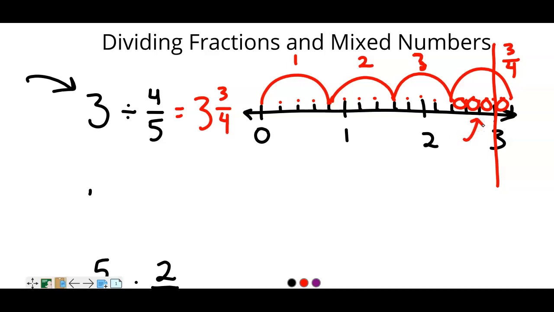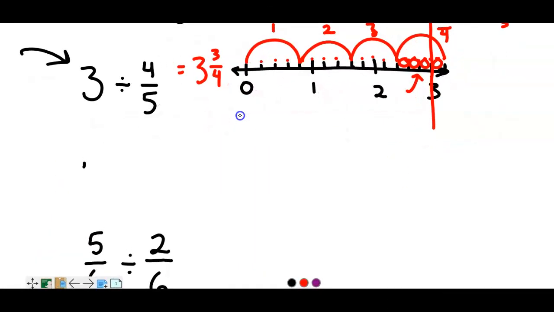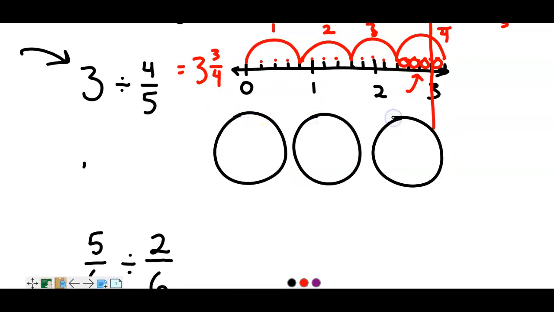Let's do another type of model. All right, another model we can do. Let's just do 3. How else can we show 3? We have a number line. Let's do 3 big circles. All right, now you don't have to do circles. You could do squares or rectangles. And each of these needs to be split into groups of 4/5. So that means I need to split them into fifths.